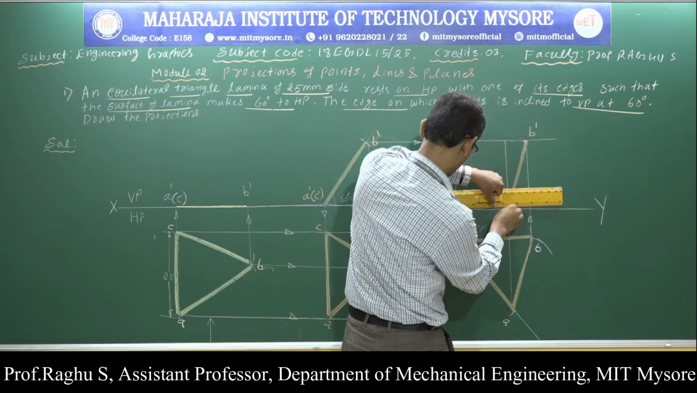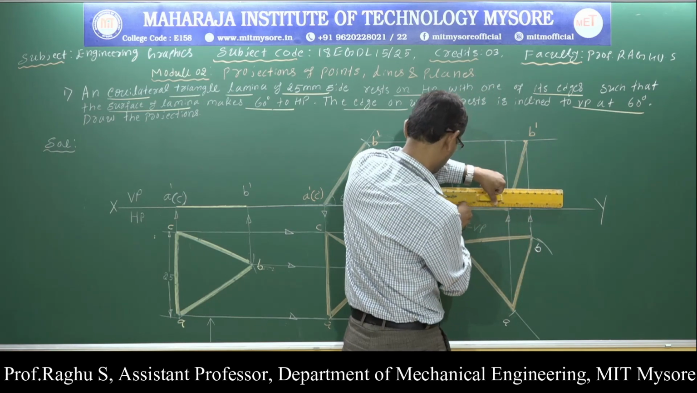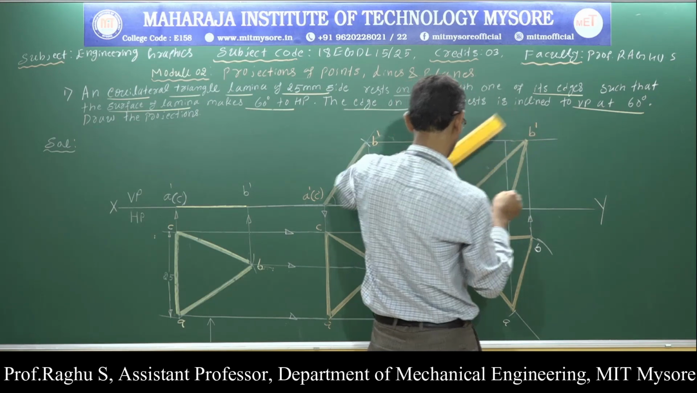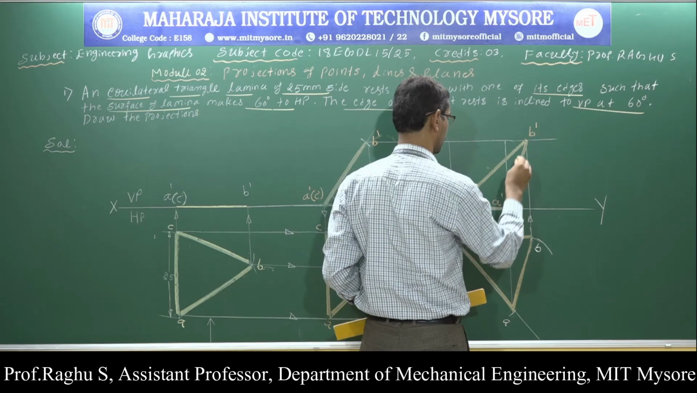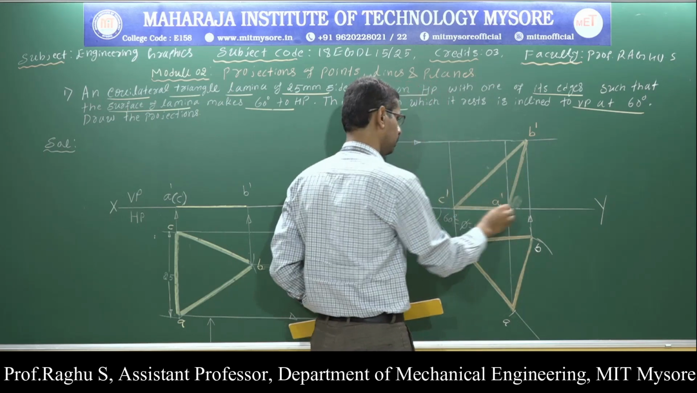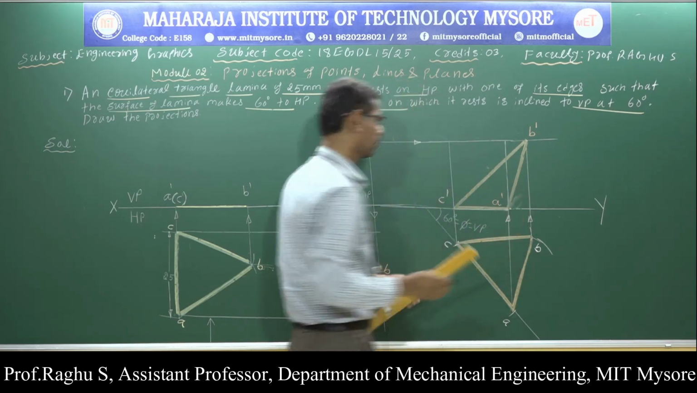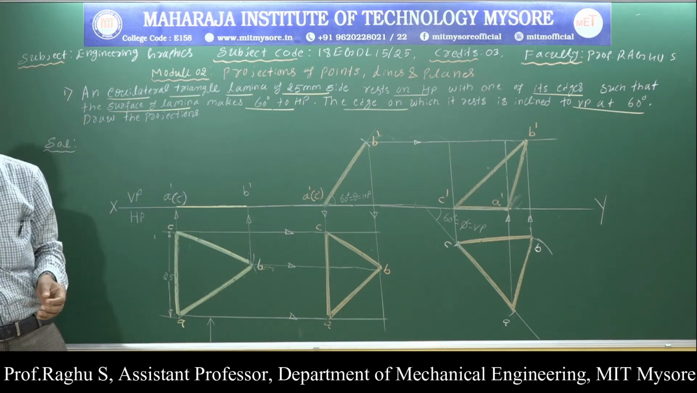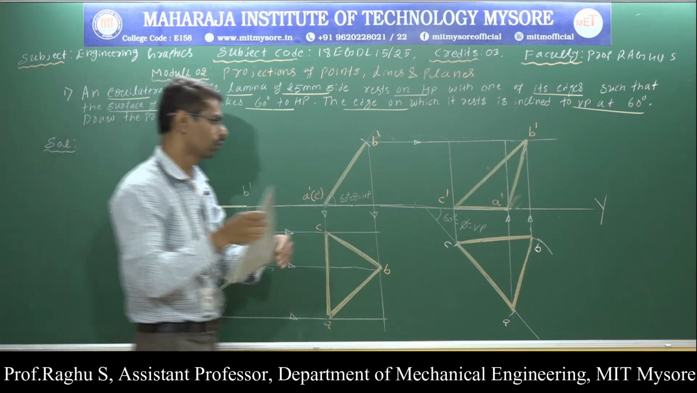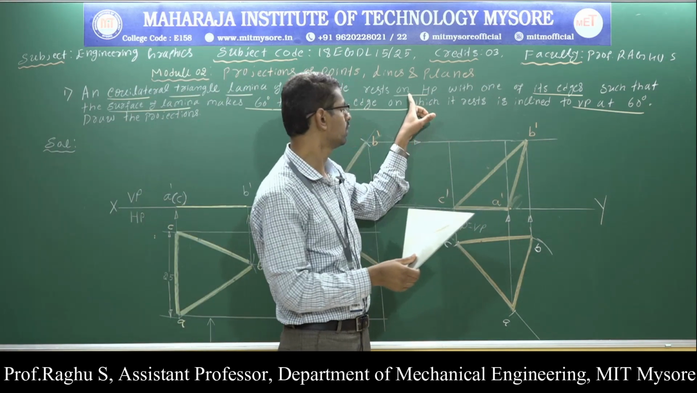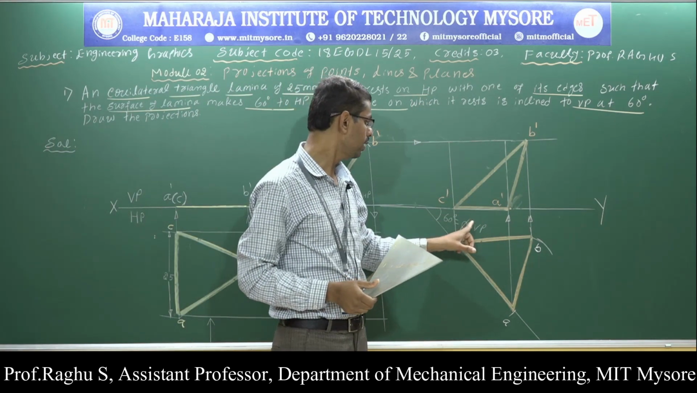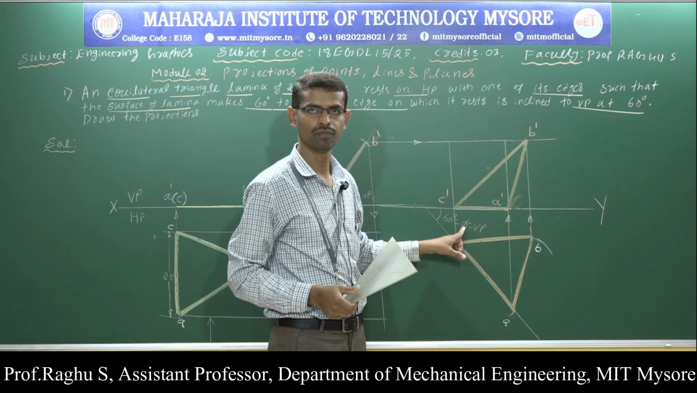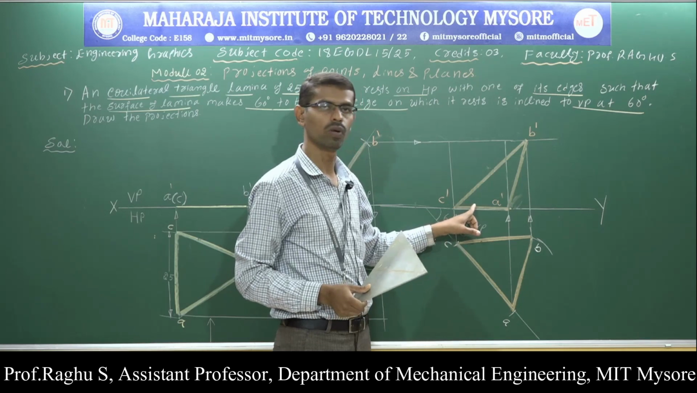Connect A to C and connect B to C. So this is the final position of the triangular lamina. This is the actual position when the lamina inclines 60 degree with respect to HP and the side on which it rests inclines 60 degree with respect to VP. So you can verify the problem also.